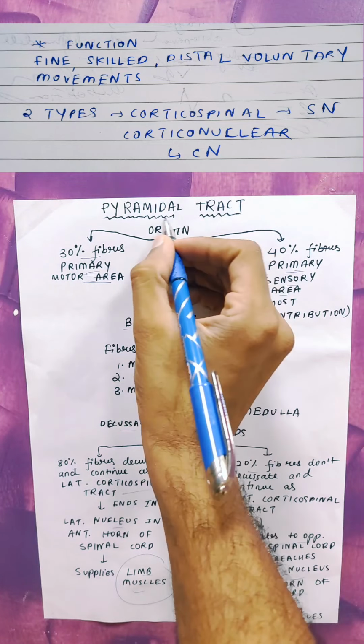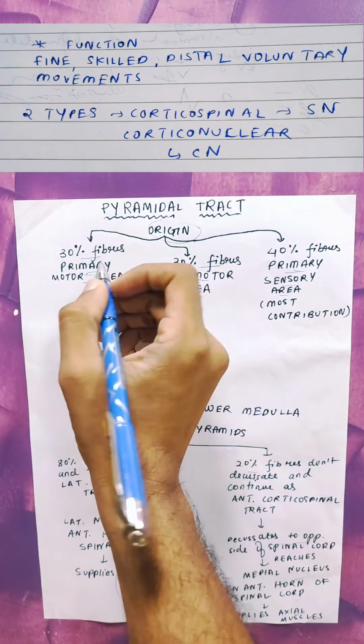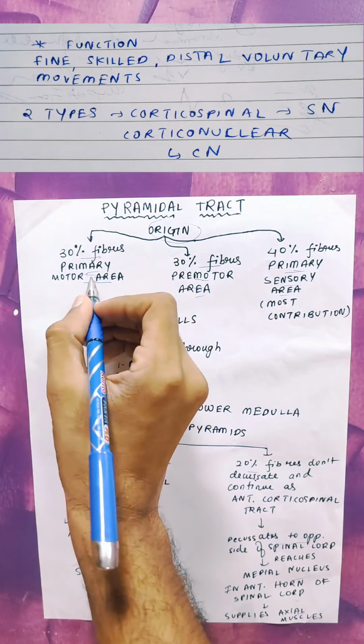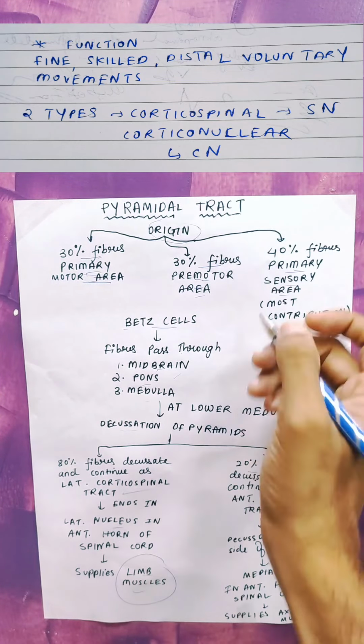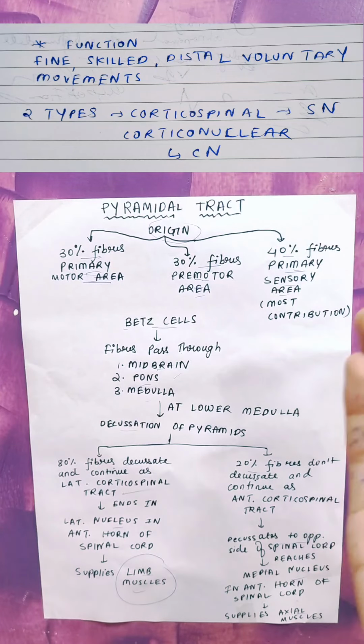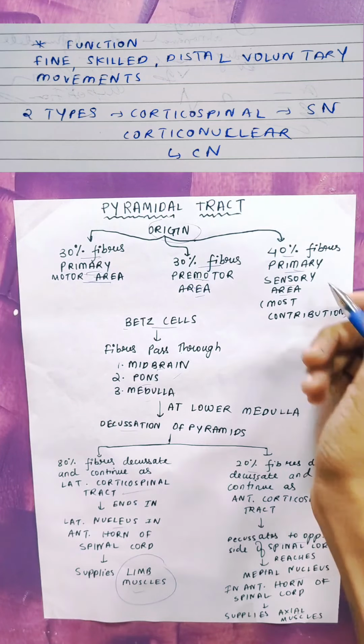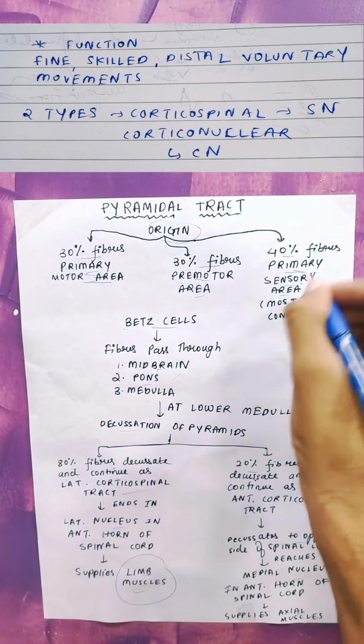Now I would be talking about origin of pyramidal tract. So 30% of the fibers arise from the primary motor area, 30% fibers arise from the premotor area, and the remaining 40% of the fibers, the majority, arise from the primary sensory area.